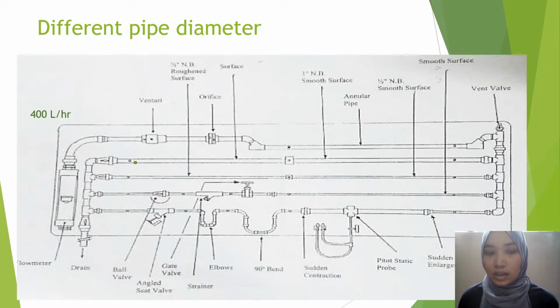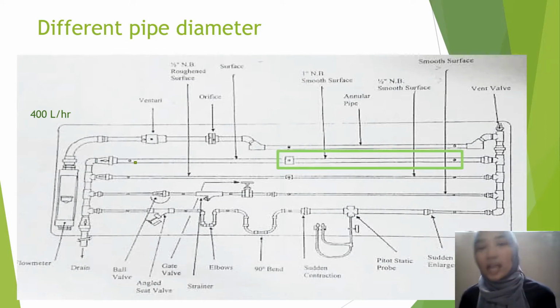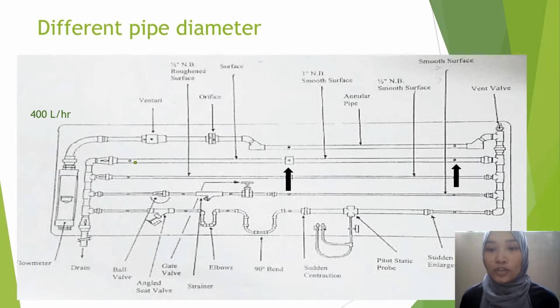Next, the inlet pipe of the manometer is connected to the inlet and outlet of the 1-inch smooth surface. The manometer readings are recorded. The difference of manometer readings is recorded, with the 400 liter per hour flow rate.